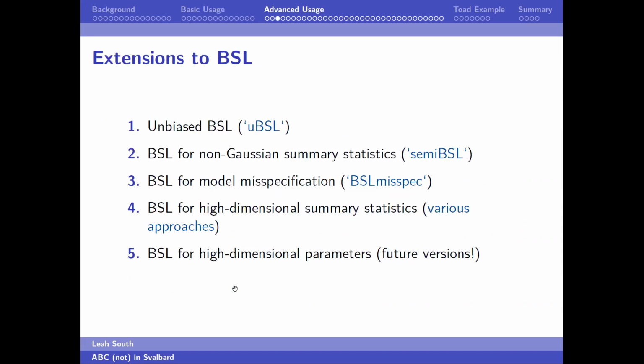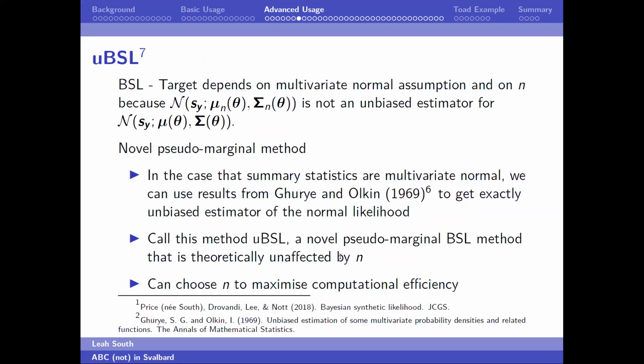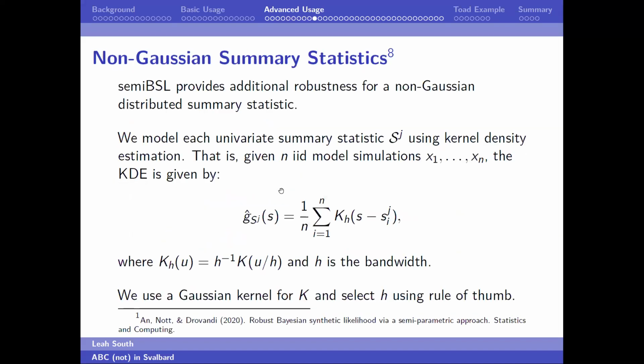So just talking about some extensions, we've got unbiased BSL, which is a method that's theoretically unaffected by the number of simulated data sets if you've got a Gaussian summary statistic distribution. We've got some methods that help to improve in the case of non-Gaussian summary statistics. We've got some methods for model misspecification and high dimensional summary statistics. And in the future, we're going to look at this high dimensional parameter setting. Okay, so that's just kind of recapping that. I think I might skip UBSL for time, and I'll go into the more interesting ones.